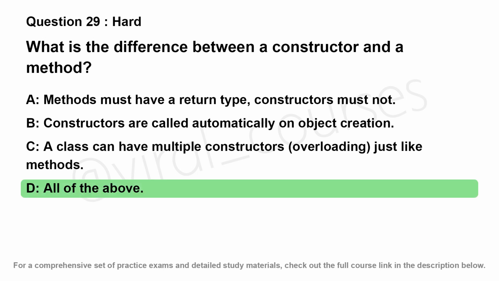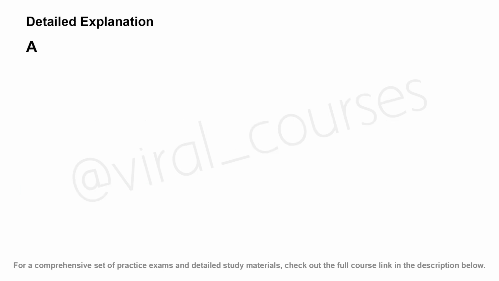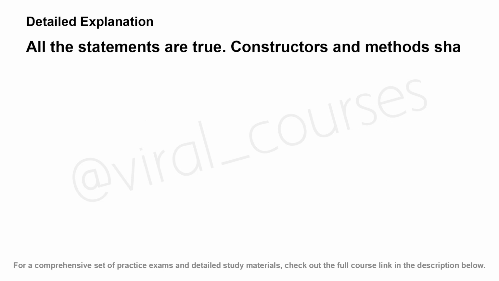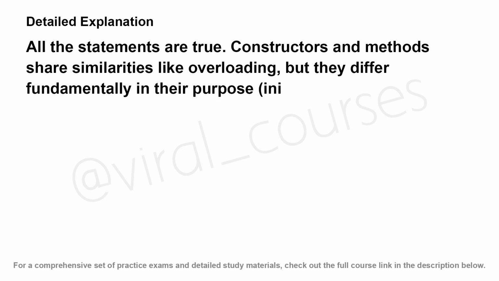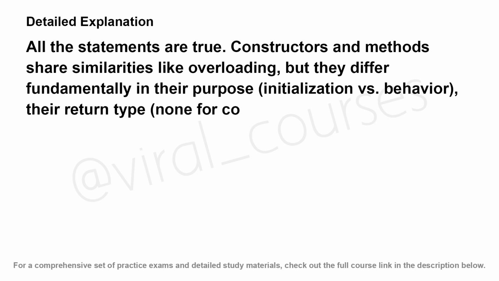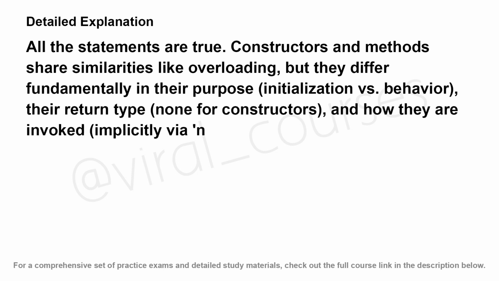The correct answer is D. All the statements are true. Constructors and methods share similarities like overloading, but they differ fundamentally in their purpose: initialization versus behavior, their return type, none for constructors, and how they are invoked, implicitly via new versus explicitly called.